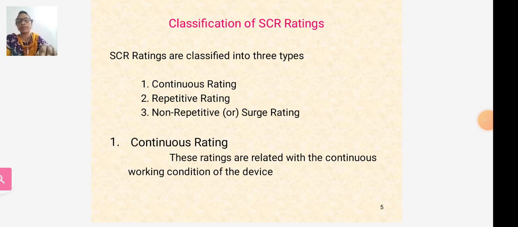And third, the non-repetitive or surge rating. A surge rating corresponds to the maximum permissible non-repetitive current and peak voltages which the device can withstand during a surge. During this condition, the junction temperature exceeds the permissible value for a short time only.